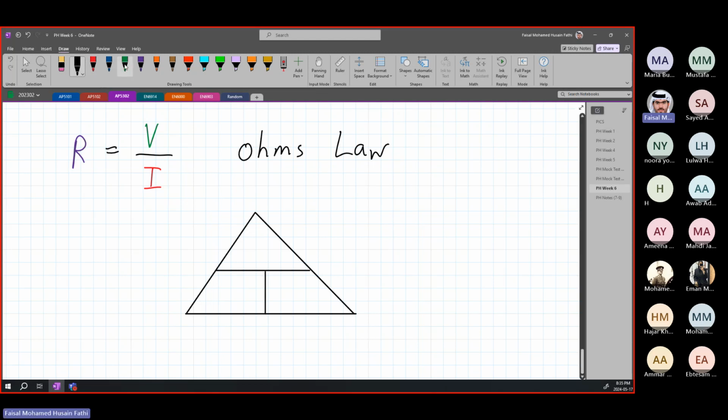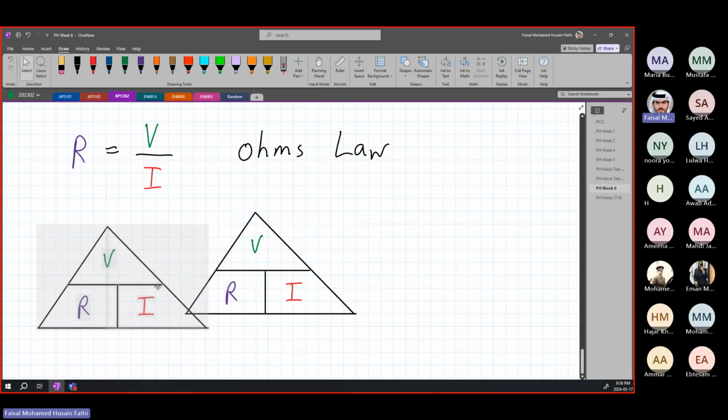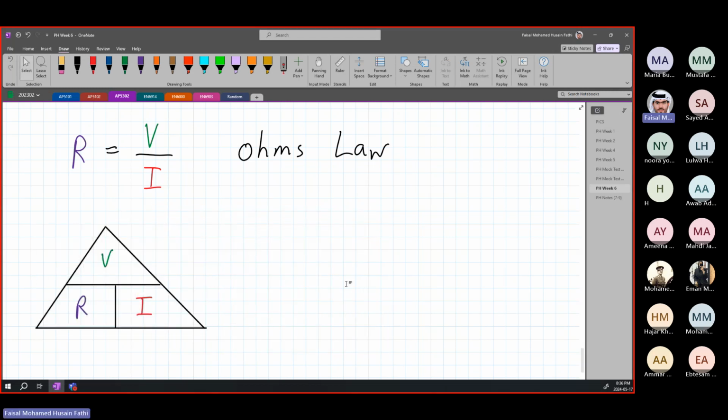You're going to have voltage here. You're going to have resistance here, and you're going to have current here. All right. How do you look at this triangle? The idea of this triangle is to know which one you are trying to use depending on what you are trying to find, and we will try to use it in application later. But this is the Ohm's law triangle.